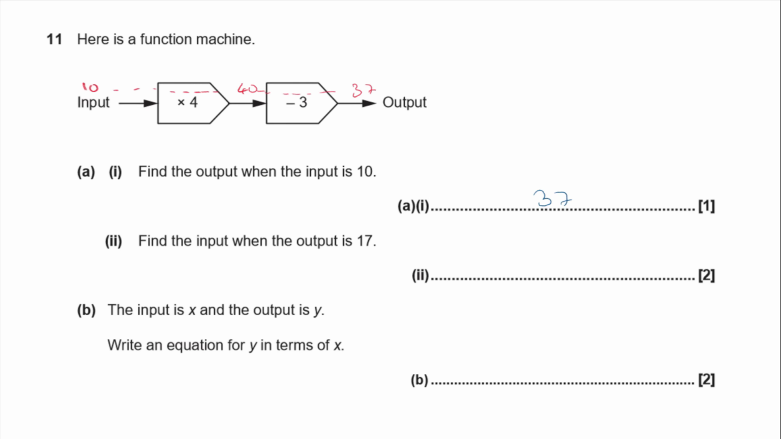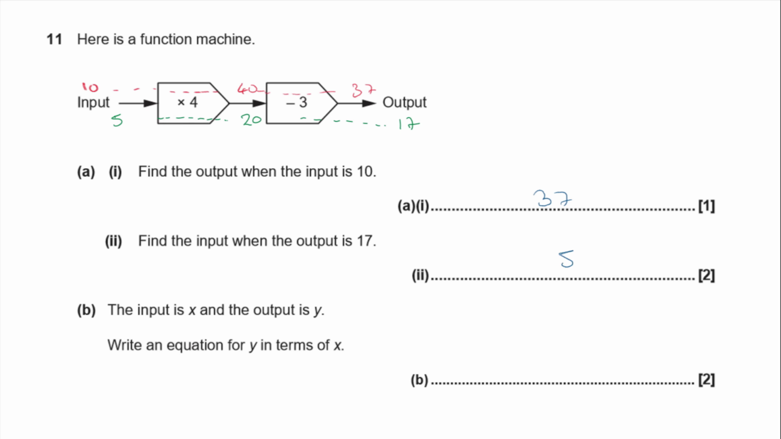Okay. Find the input when the output is 17. So if the output was 17, then working back, if 3 was subtracted from it and I got 17, at this point here I must have had 20, mustn't I? And then if my number was multiplied by 4 to get 20, dividing it by 4 gives me 5, doesn't it? So 5 went in, it was times by 4 to get 20, 3 was subtracted, and then that's 17. So the answer is 5.